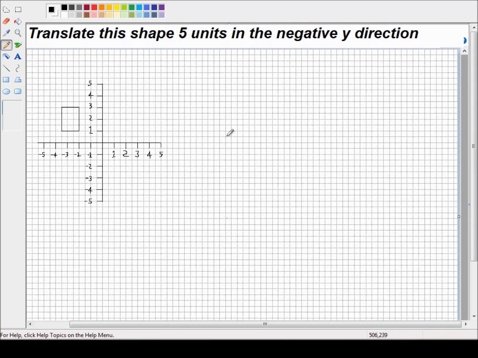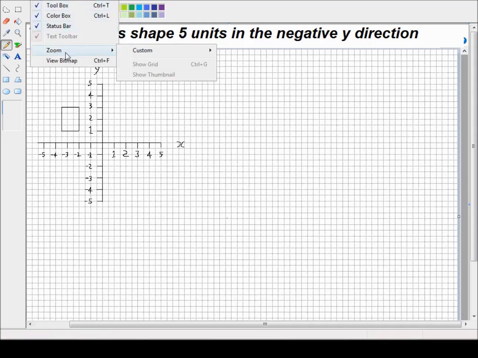Okay, let's try another example. We're asked to translate this shape 5 units in the negative y direction. So what that means is we're subtracting 5 units from the y coordinates and we're leaving the x coordinates alone. I suppose this graph technically should have been labelled with the x-axis along the bottom and the y-axis on the top, but hopefully you know by now the convention is always the x-axis goes across and the y-axis goes up and down.